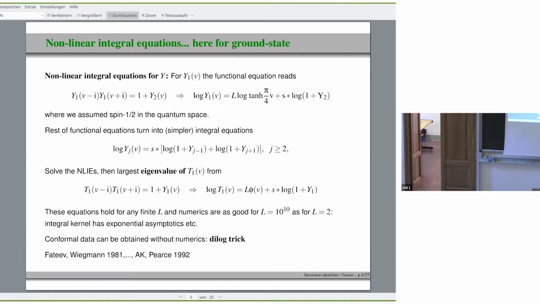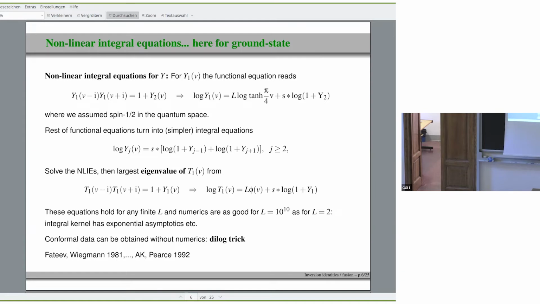And calculating eigenvalues, for the moment a ground state eigenvalue, is as simple for L equal 10 to the 10 as it is for L equal 2. So these equations are good for any L, not just large or small. They hold for 2, 10, 10 to the 10, etc. Why are they good? The integral kernel has exponential asymptotics and behaves nicely in all respects.